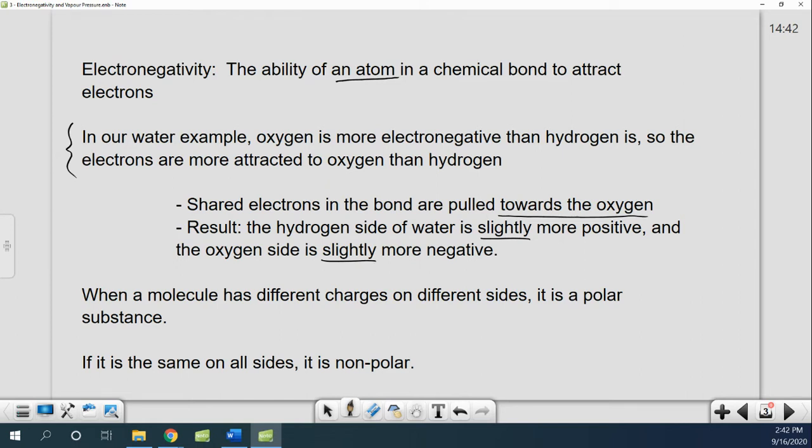Now, it doesn't have a full-on positive charge. The oxygen side is not like it's missing an electron or has gained an extra electron. It's just a very slight charge. You could measure it as like a fraction of a charge if you really wanted to get specific.